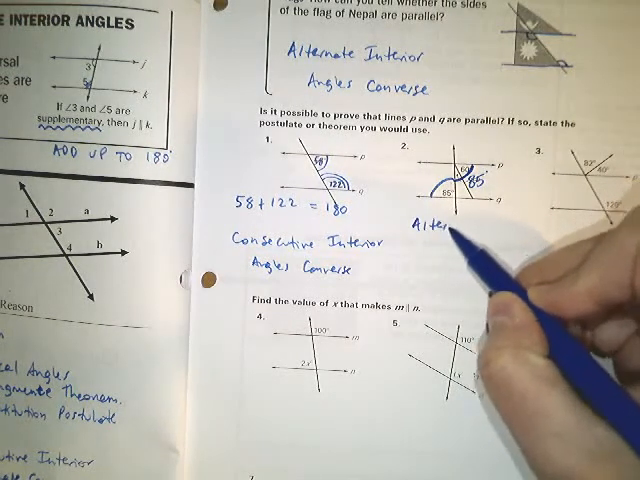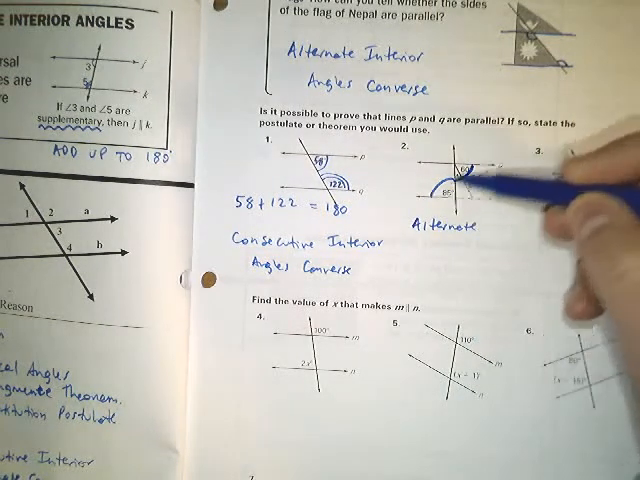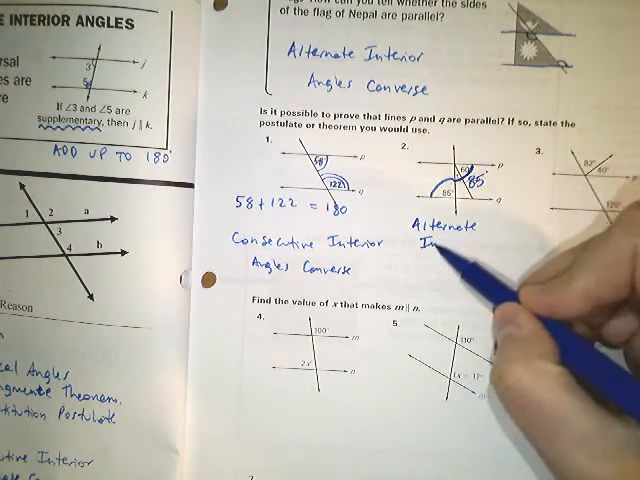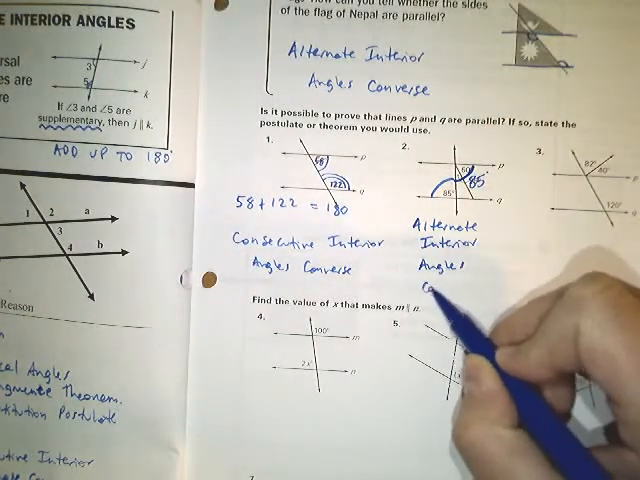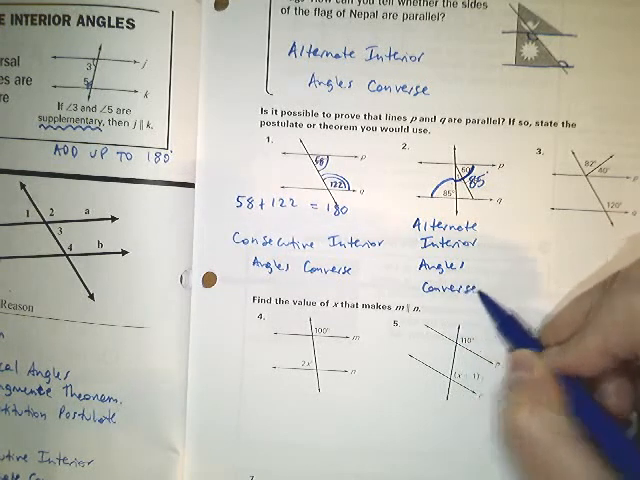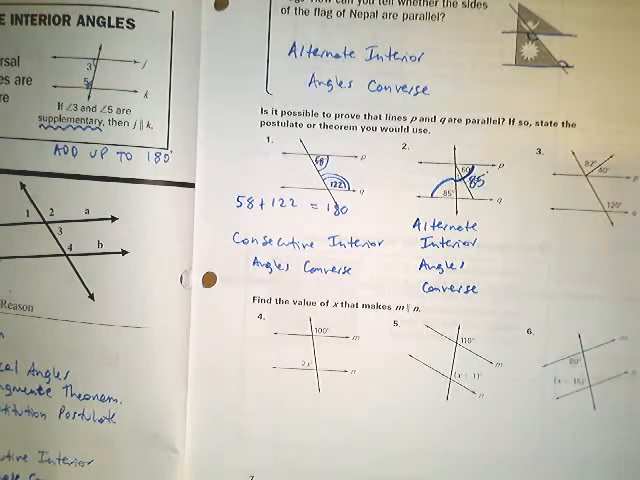So by the alternate, on opposite sides of the transversal, interior, on the inside of my roadway, angles converse, then I can show that lines P and Q are parallel.